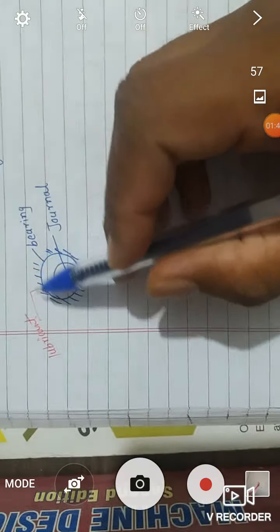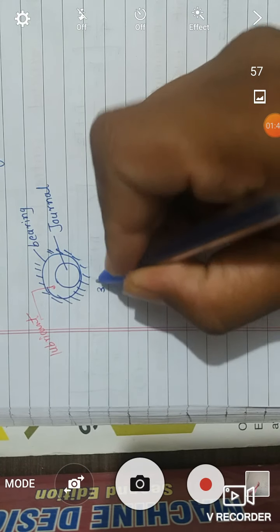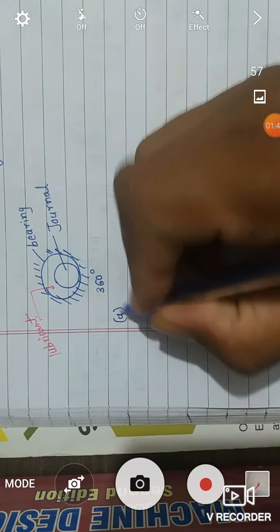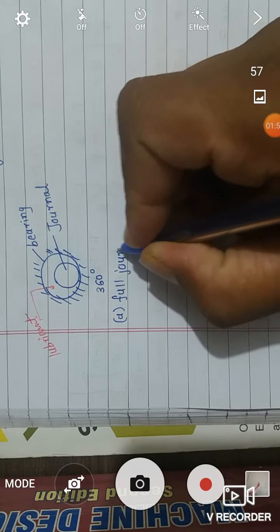If the journal and this bearing are in contact up to 360 degrees, then this type of bearing is called a full journal bearing.